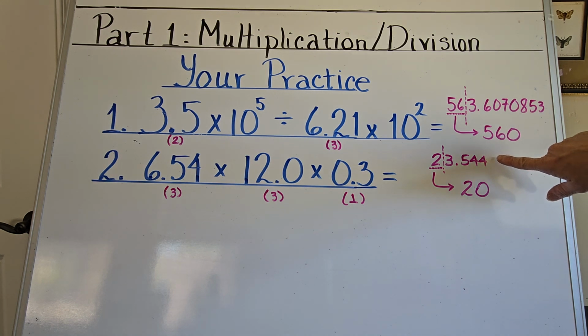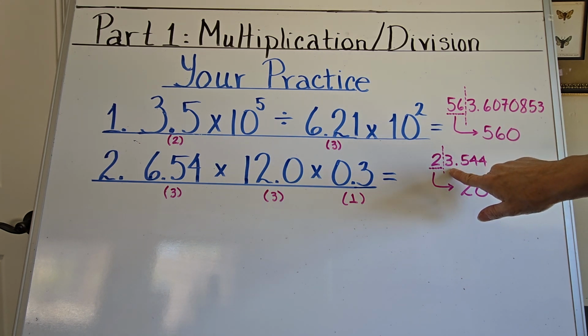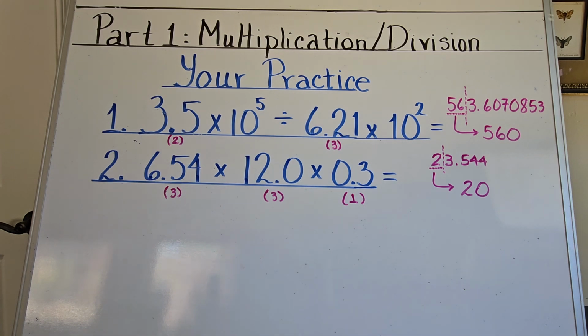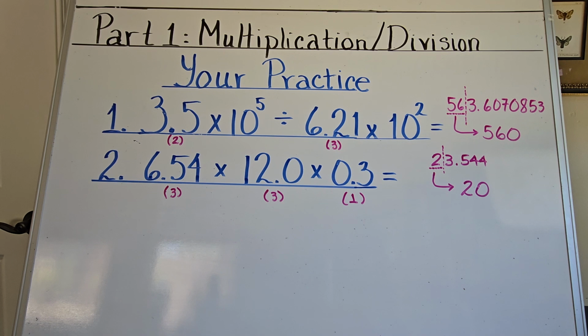Again, my calculator gives me 23.544, but that has 5 significant figures. I have to cut it off right behind the 2. The 3, again, is lower than 5, so 2 stays the way it is. I now have an answer of 20. That's rounded appropriately. If you need more practice, there are blue practice sheets in your notes.